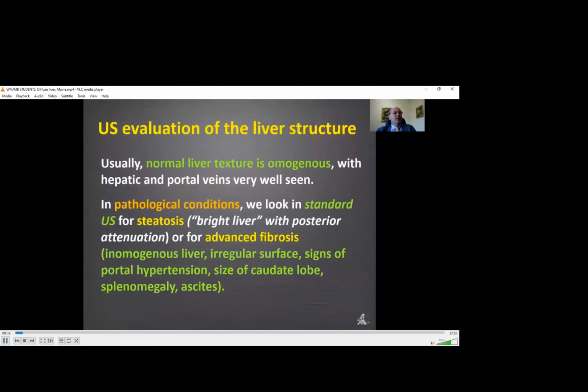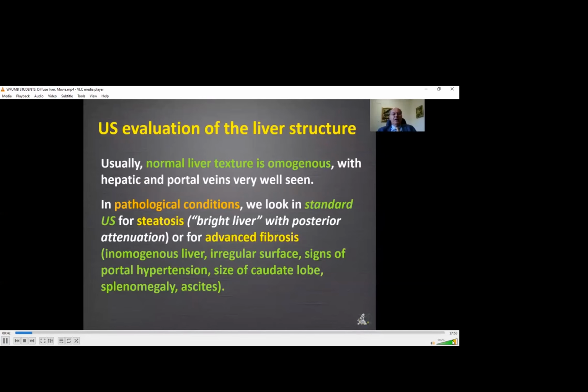And my topic for today is the value of ultrasound for the evaluation of chronic liver diseases. In normality, the liver is a normal structure, and we can see very well the hepatic and portal veins, and you see this in normal presentation.